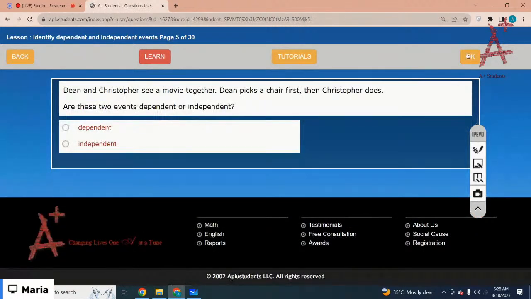Dean and Christopher see a movie together. Dean picks a chair first, then Christopher does.